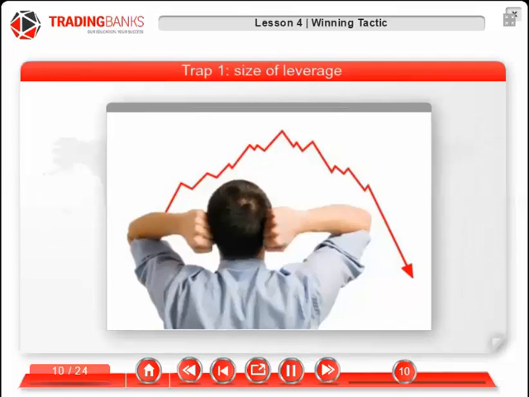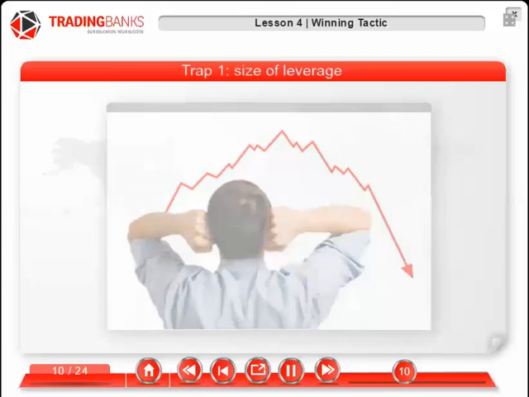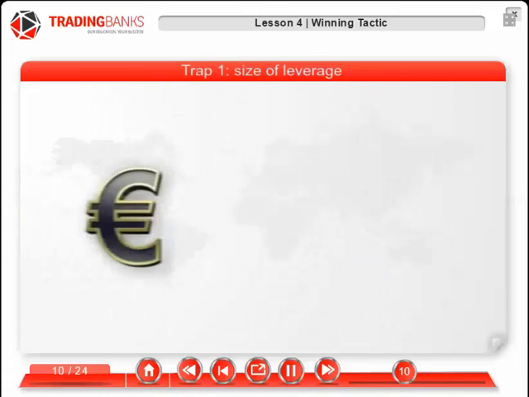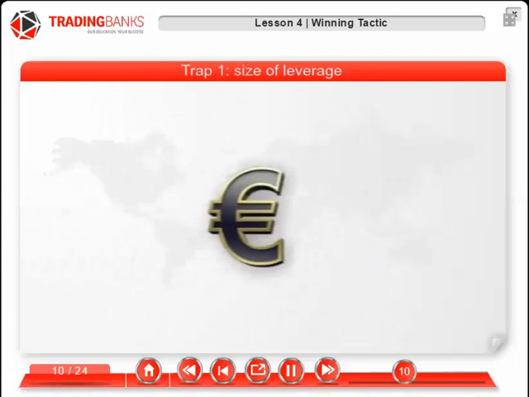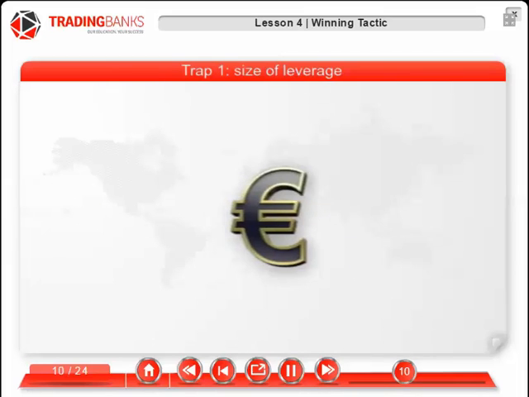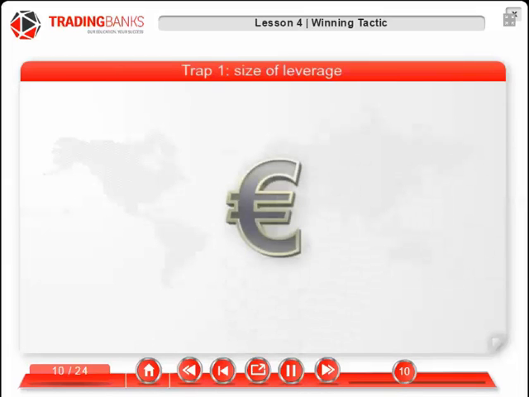Trap 1. Size of leverage. Let's see why everybody falls into this trap. Let's discuss the significance of the size of leverage. You learned a trading strategy and you are starting to gain, and the strategy works. The day comes that you have been trading in the market already for a couple of months and you are making very substantial gains. You've become experts in the euro. Your life is the euro.